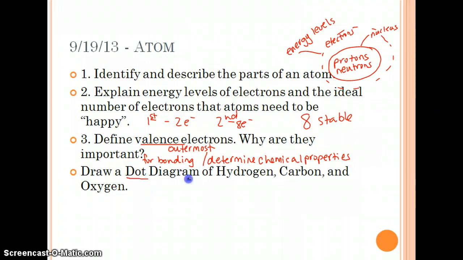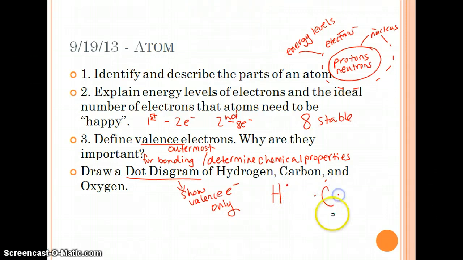So if we look at this next thing, dot diagram, these will show valence electrons only. So hydrogen has 1 outer electron. Carbon has 4 outer electrons, and oxygen has 6 outer electrons. So those are some examples of what dot diagrams look like.